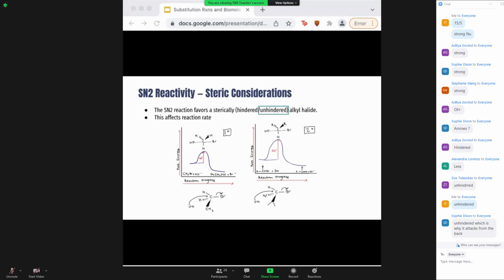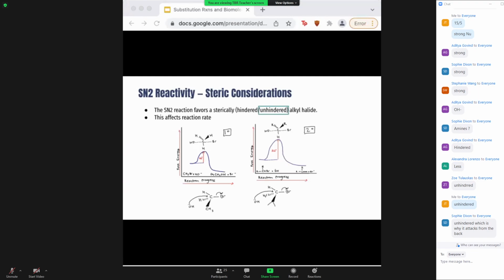And I have a little chart here showing the actual difference in activation energy needed when you have a more sterically hindered molecule. As you can see, when you have a primary carbon, the transition state is lower in energy, meaning that this reaction requires less energy to proceed to the product. This leads to a faster reaction rate, a more favorable reaction. And this is why the SN2 reaction prefers an unhindered alkyl halide.